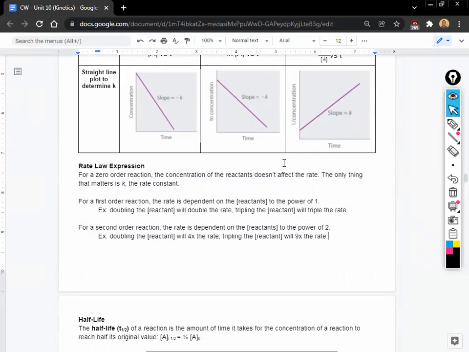So in a zero order reaction, the concentration of the reactants does not affect the rate. It doesn't matter how much of the reactants you have, the rate is always going to be equal to k, the rate constant. So you can start adding more of a reactant, and it's not going to change the rate at all. That's basically the definition of a zero order reaction.